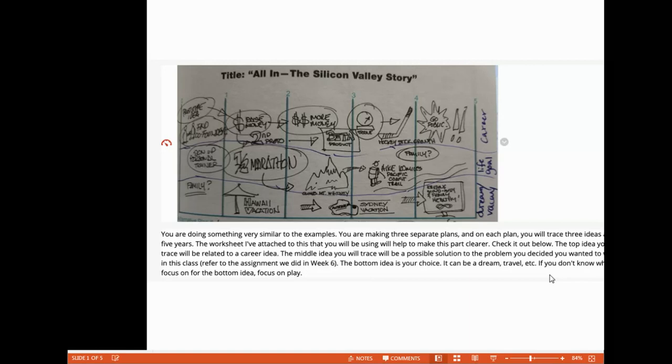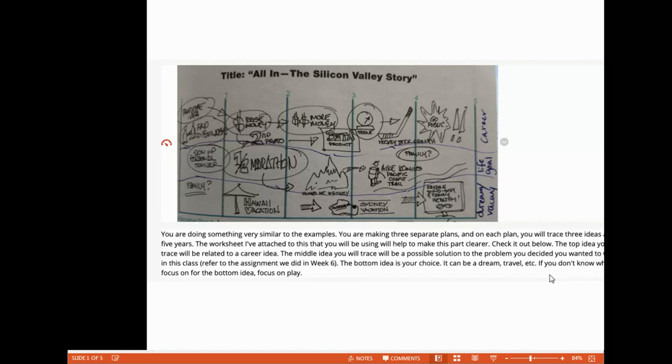You can see I've traced a line across the image so I think it's a little clearer which plan the images are referring to. So you're going to be doing something very simple, similar to the examples. You're making 3 separate plans, and on each plan, you'll trace 3 ideas across 5 years.